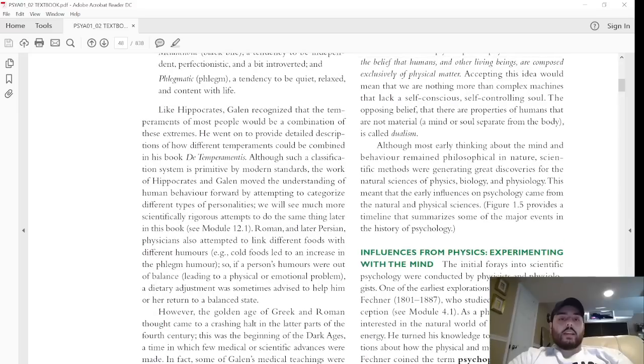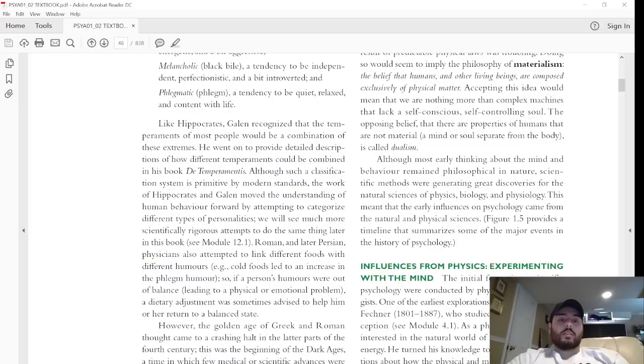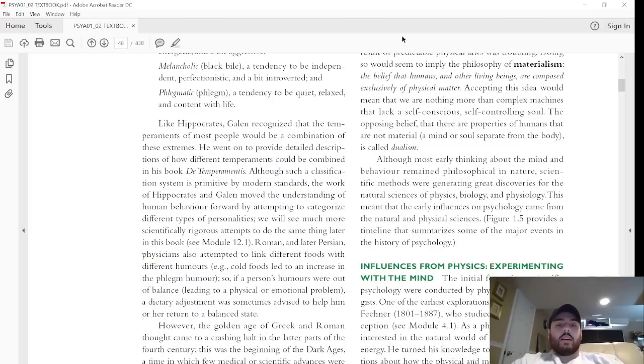So, like Hippocrates, Galen recognized that the temperaments of most people would be a combination of these extremes. He went on to provide detailed descriptions of how different temperaments could be combined in his book, which is here, the De Temperamentis. Although such a classification system is primitive by modern standards, the work of Hippocrates and Galen moved the understanding of human behavior forward by attempting to categorize different types of personalities. We will see much more scientifically rigorous attempts to do the same thing later in this book.